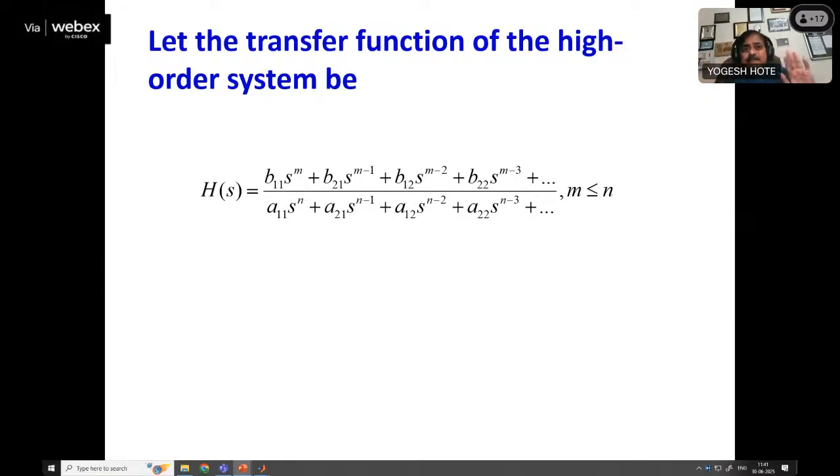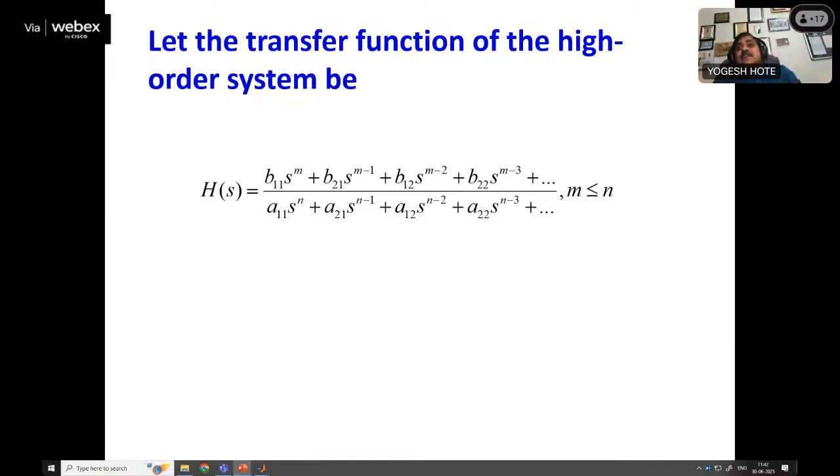He says simply, if your transfer function is like this, with numerator and denominator polynomials in s, with coefficients B11 s^2n, B21 s^(2n-1), B12 s^(2n-2), B22, and so on, then you apply the Routh criteria to the numerator and the Routh criteria to the denominator, and you can get a reduced order model. Nothing is as simple as this.